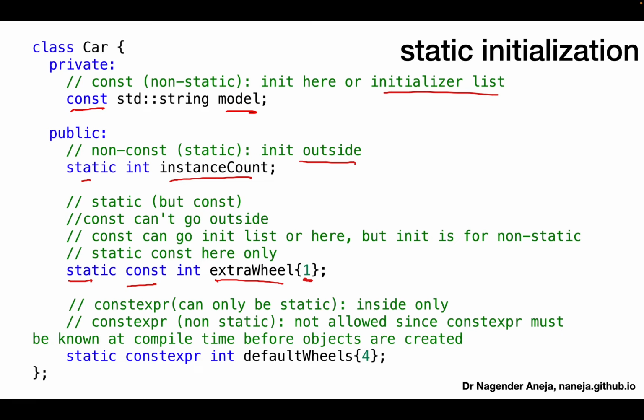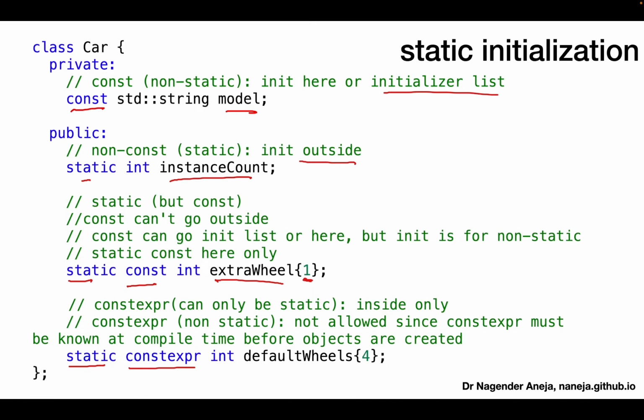And if there is something called a constant expression that you want to initialize, like the default wheels, a constant expression can only be static. You can't have it non-static. A constant expression is something whose value is known at compile time, not at runtime when the objects are created. Its value must be known at compile time.